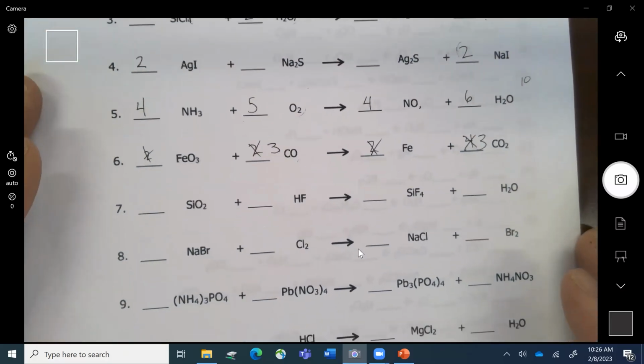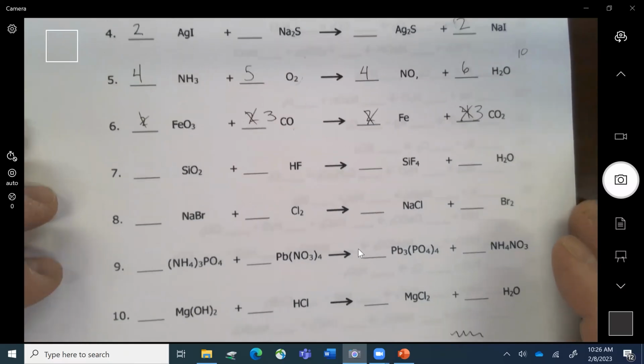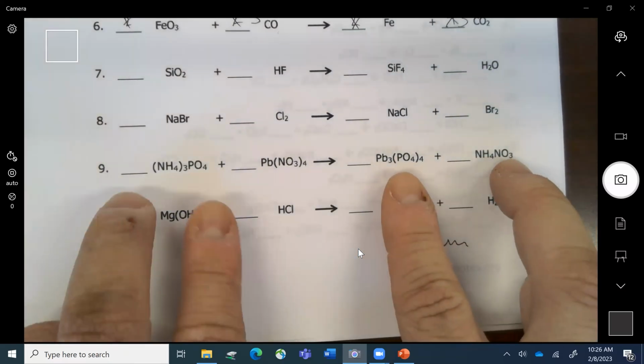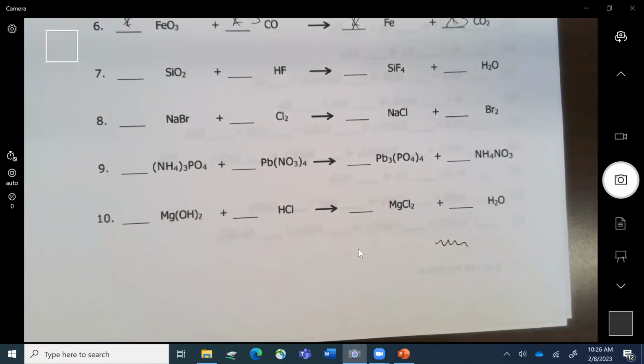All right. How about everyone try number 9? And the reason I want you to try this one is that it has the polyatomic ions in it. We haven't done one so far. So everyone go ahead and try number 9, and we'll see how we all do on number 9. All right, so I'll give a couple minutes on that, and then we'll go from there.